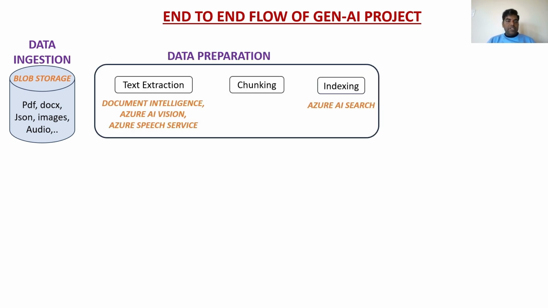Next comes the data preparation. Once the data is ingested, we can't use this raw data in the LLM models, the large language models. So it needs to be prepared accordingly. As per that, we will be extracting the data. From PDF and doc, we will be extracting the text data using document intelligence. From images, we use Azure AI Vision, and from audio and video, we use AI search service.